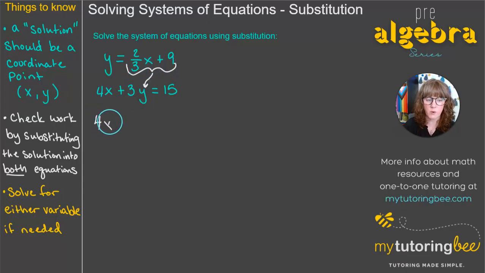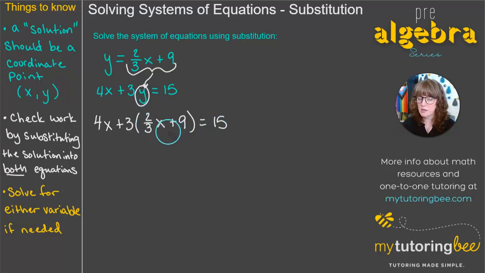So I'm going to rewrite this as 4x plus 3, and then instead of y, in parentheses, I'm going to have 2/3x plus 9 equals 15. So I've just taken this y out and substituted in that portion of the first equation that I was told that y equals. Now we have an equation with only x. So that's going to allow us to solve for x, and we are going to figure out what our x portion of this solution is. Remember that a solution for a system of equations should be a coordinate point. So we're going to find an x value and a y value.